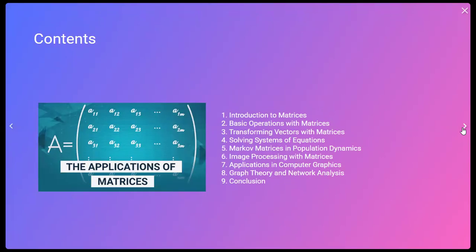Here is what we'll cover. Introduction to matrices, basic operations, transforming vectors, solving systems of equations, Markov matrices in population dynamics with a fun zombie example, image processing with matrices, applications in computer graphics, graph theory and network analysis, and finally conclusion.